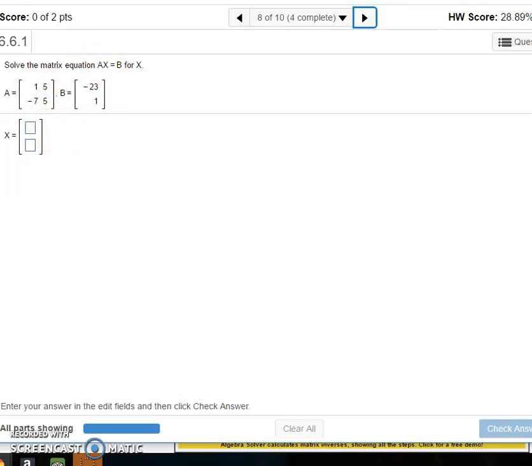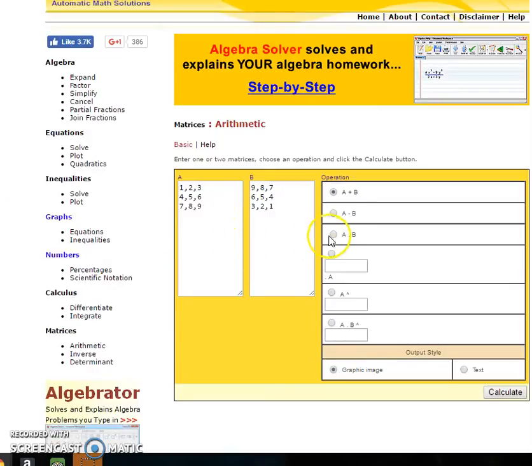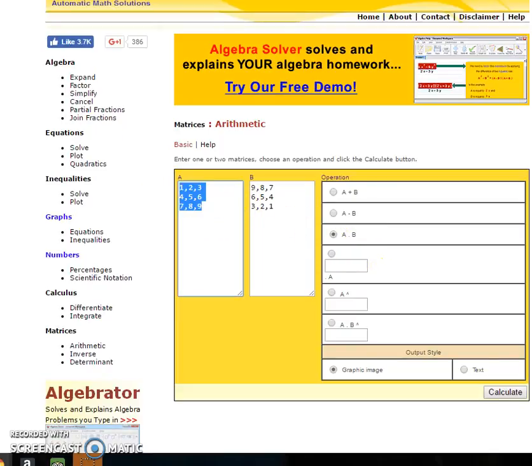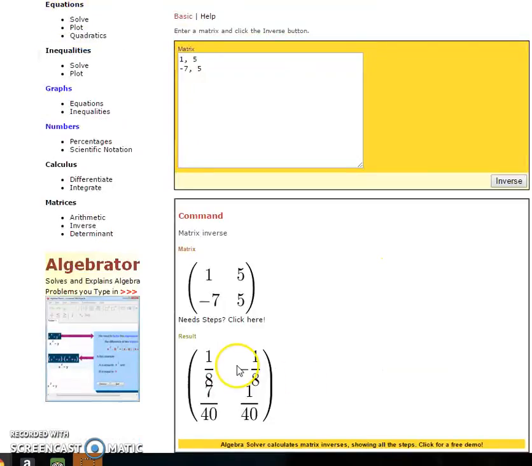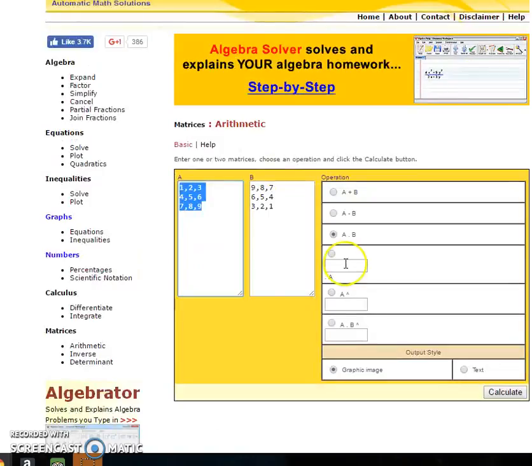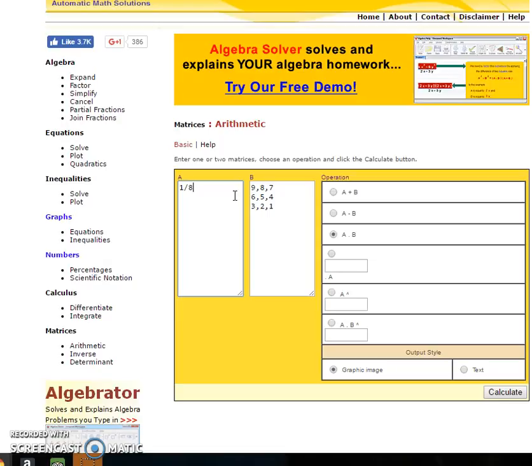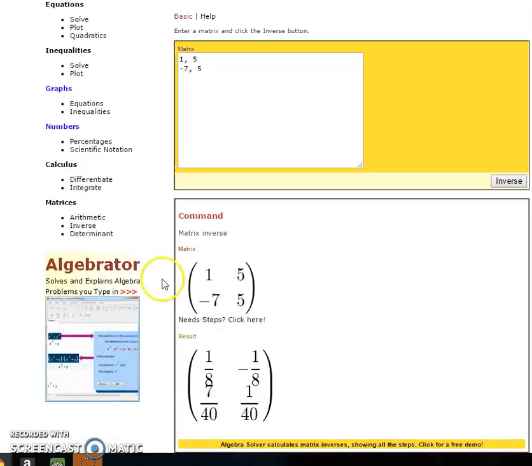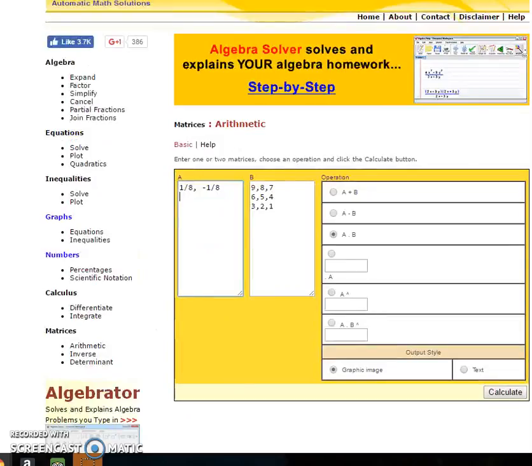I sent a second link that will do the multiplication. So this is your addition, here's your subtraction, and here is your multiplication. So for my A matrix here, I have 1/8, negative 1/8, and then 7/40 and 1/40. And now I have to multiply that by B.